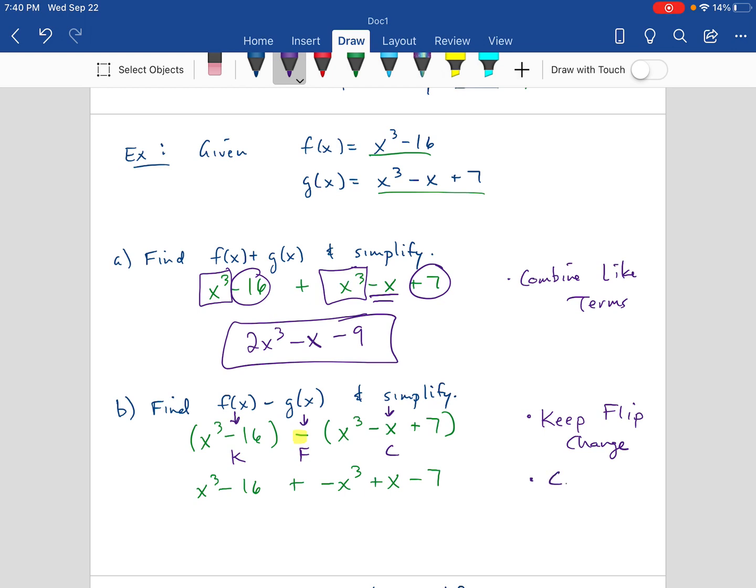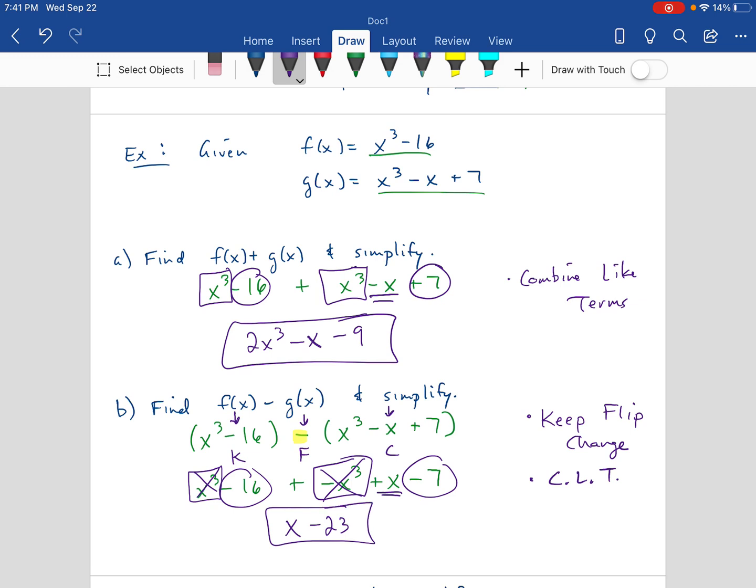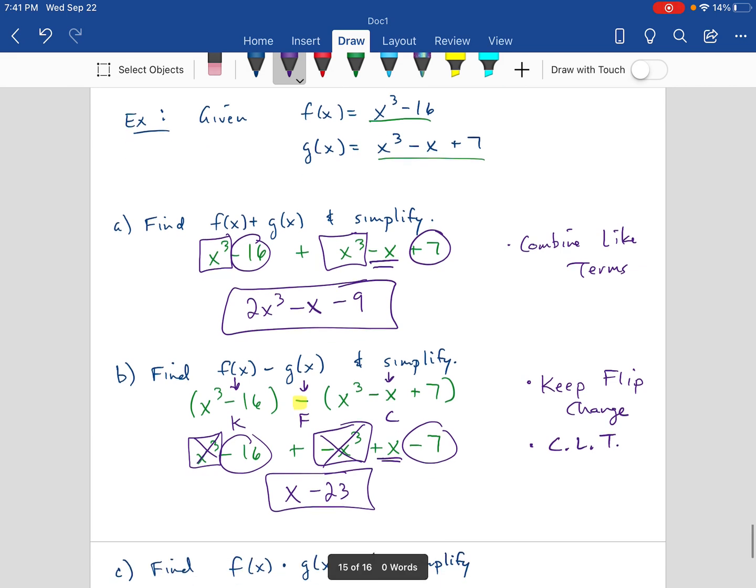Now all you need to do is combine your like terms like we did above. My like terms here, x to the third and negative x to the third, will actually cancel out. You get 0. This x, you cannot combine it with anything, so I have x by itself. Then negative 16 and negative 7 will give you negative 23. And I'm done. So that was subtraction.